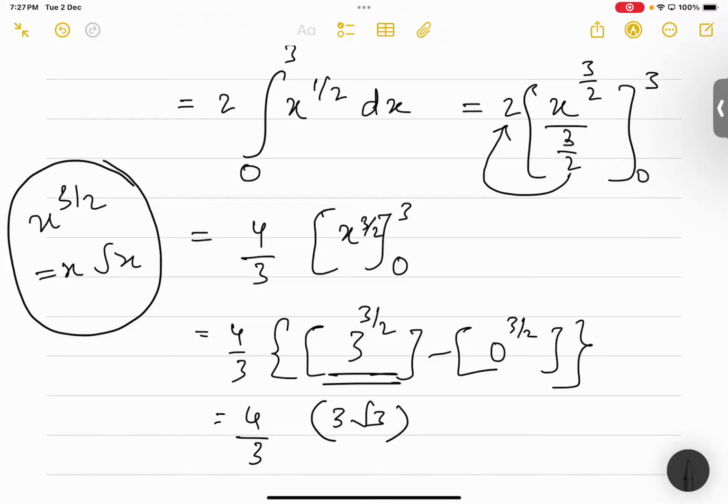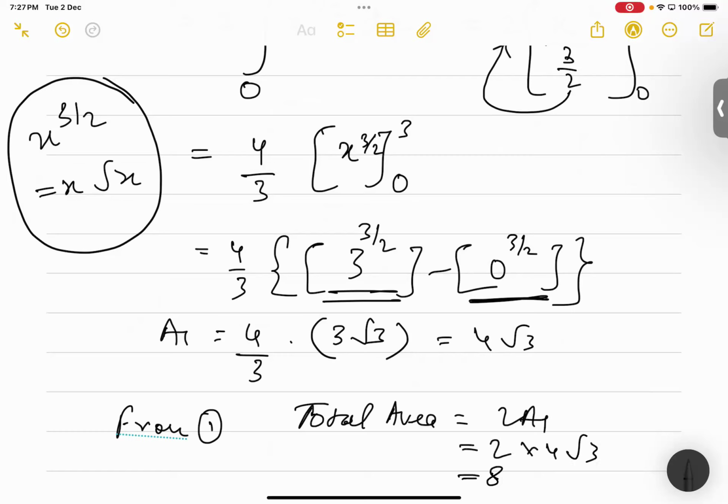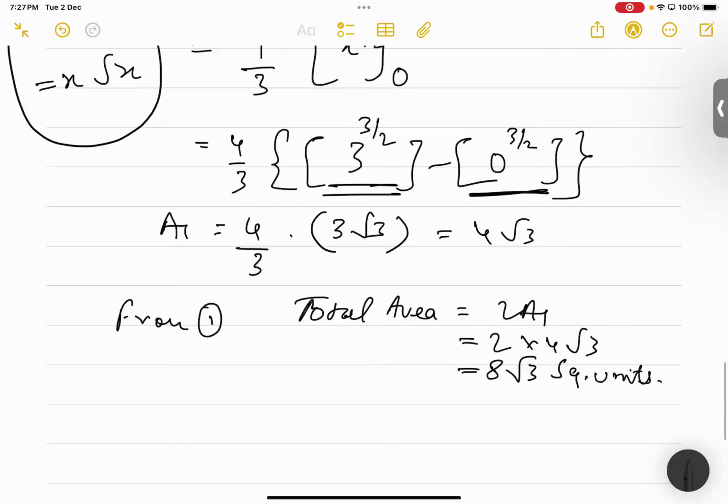Right? Now what about this 0 raised to 3 by 2? 0. So this is going to be 4 root 3. 3 3 gone, na? So this is A1. From 1. Total area is twice A1, that is 8 root 3 square units. Did you understand this?